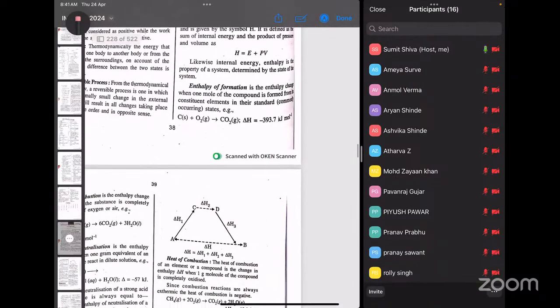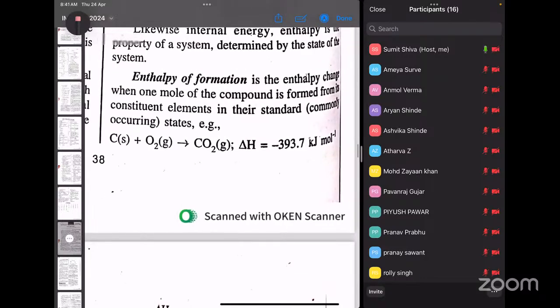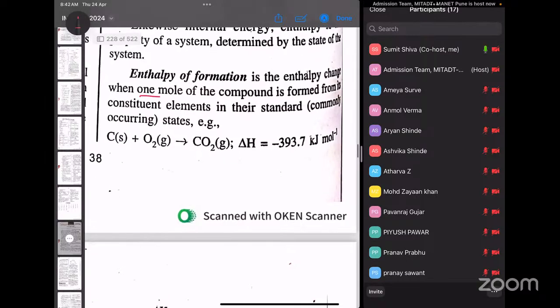Next concept is enthalpy of formation. What do we mean by enthalpy of formation? Enthalpy of formation is the enthalpy change when 1 mole of the compound is formed from its constituent elements in their standard state. Standard state means commonly occurring state. And remember, enthalpy of formation is defined for 1 mole. If constituent particles are more than 1 mole, then you have to take care of the calculation.